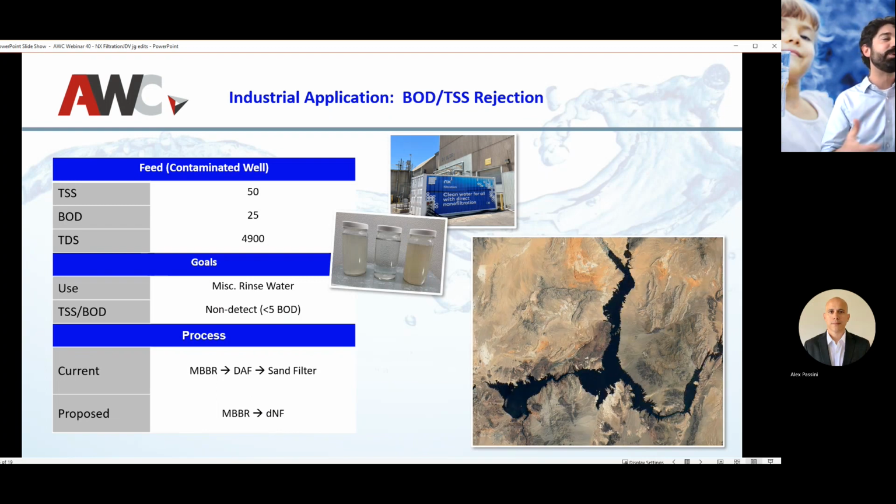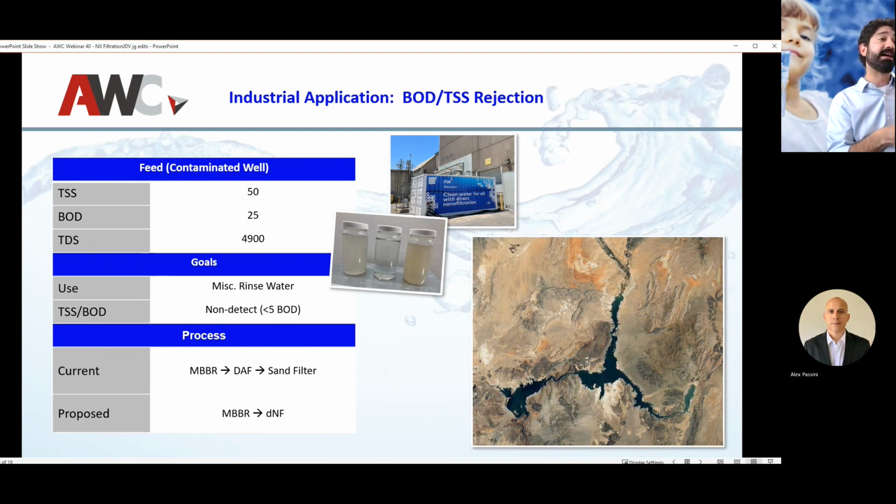So I don't want to get into it too much, but what we're really doing here is we're getting the BOD down. You can see that the feed, and it's a contaminated well, has hexavalent chromium in there. It's got some nasty stuff, but really it's got BOD, and it's got TDS of 4900 and TSS of 50, and we're reducing it with the DNF.